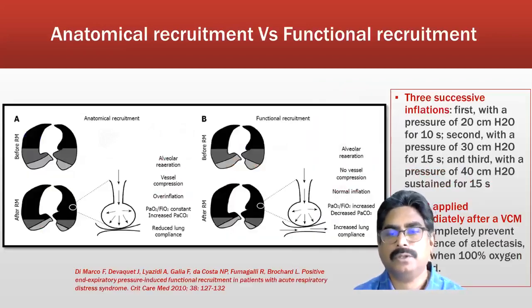So how do we avoid this atelectasis during general anesthesia? You can go for a recruitment maneuver, and following that recruitment maneuver, you can apply PEEP. Suppose you apply only PEEP, it causes anatomical recruitment. So the alveoli get aerated, but the capillaries in the walls of the alveoli get compressed, and there is overinflation of the alveoli. Your PaO2, FiO2 is constant, and increased PaCO2 and reduced lung compliance will occur.